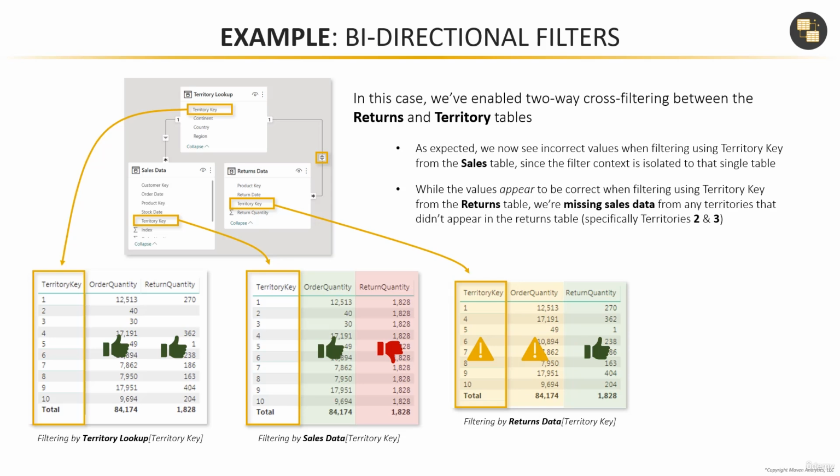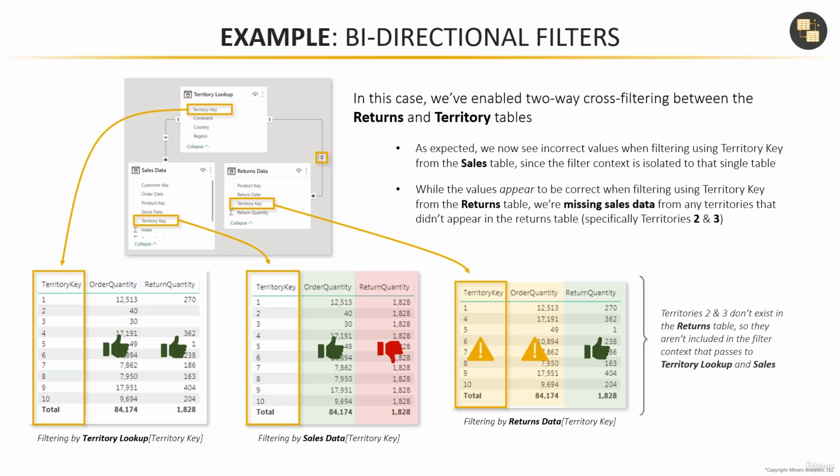Because that's where we're setting the filter context in the returns data table, that context is passed to the territory lookup table and down to sales. And even though territories 2 and 3 generated orders, 40 orders for territory 2 and 30 orders for territory 3, they're completely stripped out of this view because our returns data table has no idea that those territories even exist. So to summarize, territories 2 and 3 don't exist in the returns table, so they aren't included in that filter context that eventually passes down to sales.